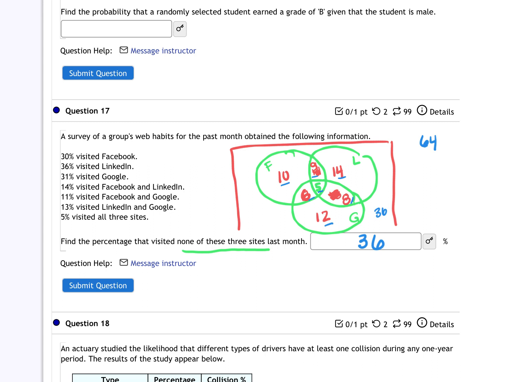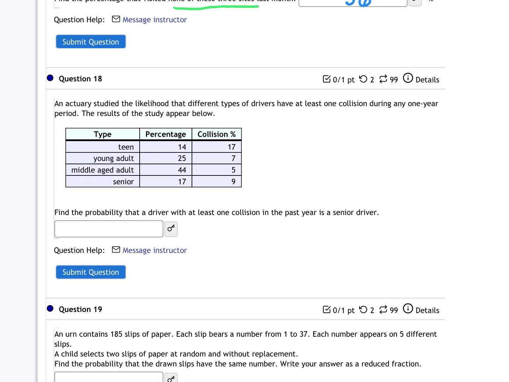All right, number 18. Actuaries studied the likelihood that different types of drivers had at least one collision during any given year, and the results of the study are shown here. So probability a driver with at least one collision is a senior driver. Okay, so this table that they've given us is kind of not complete. And because it's not complete, it's a little hard to see what's going on here. So let's complete it, right?